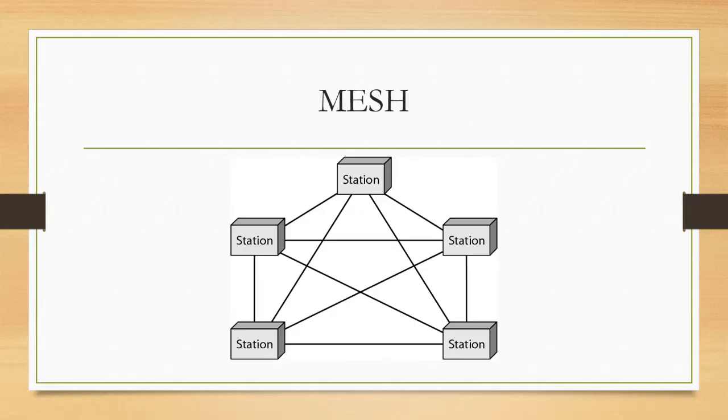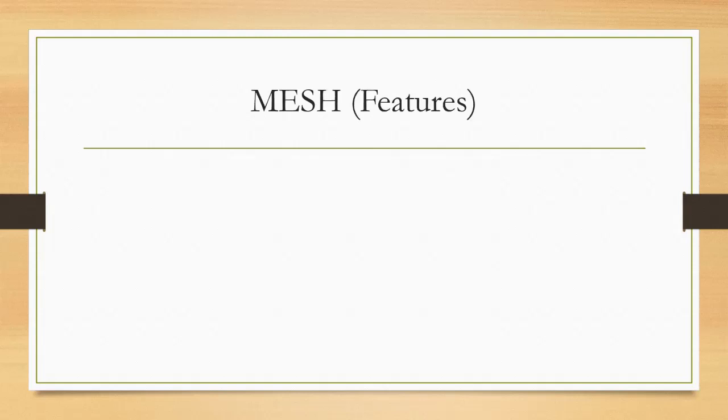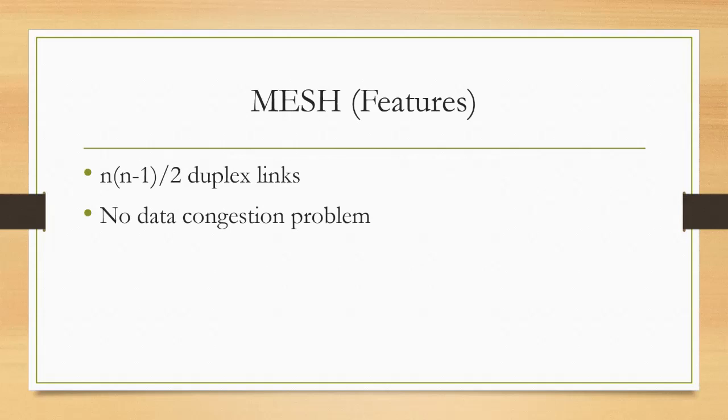In the example given, there are 5 stations. So the number of cables required, you can verify that, will be 5 into 4 upon 2, that is 10. So the amount of cables required is quite a lot in case of mesh topology, thereby increasing the cost of the whole network. The second point is no data congestion problem. This is obvious because we have dedicated links. No data between various senders will cross each other.